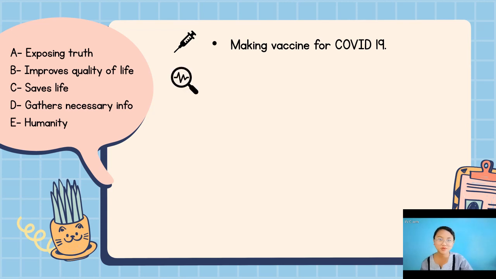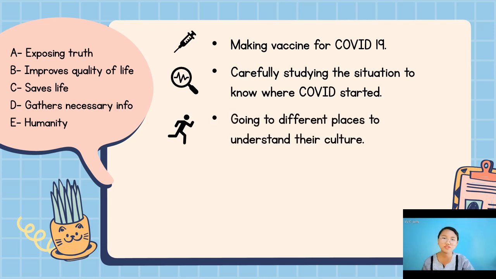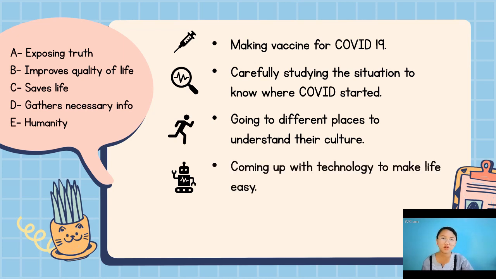And then number 2, we have carefully studying the situation to know where COVID started. What do you think? Is it letter A, B, C, D, or E? And we also have number 3, going to different places to understand their culture. Is it A, B, C, D, or E? And then we have number 4, coming up with technology to make life easy. Is it A, B, C, D, or E?